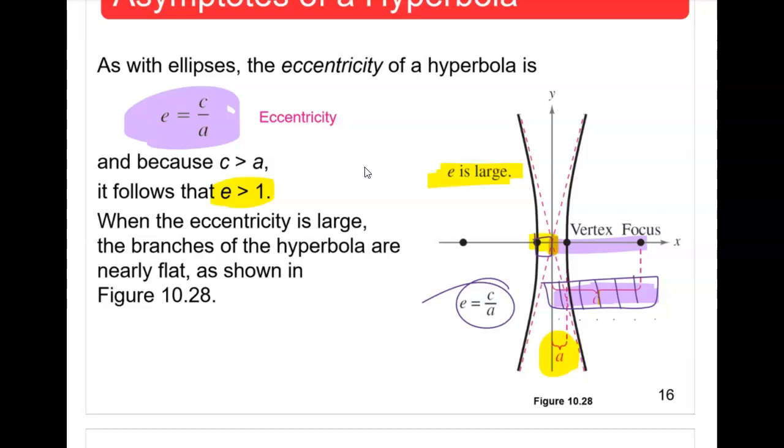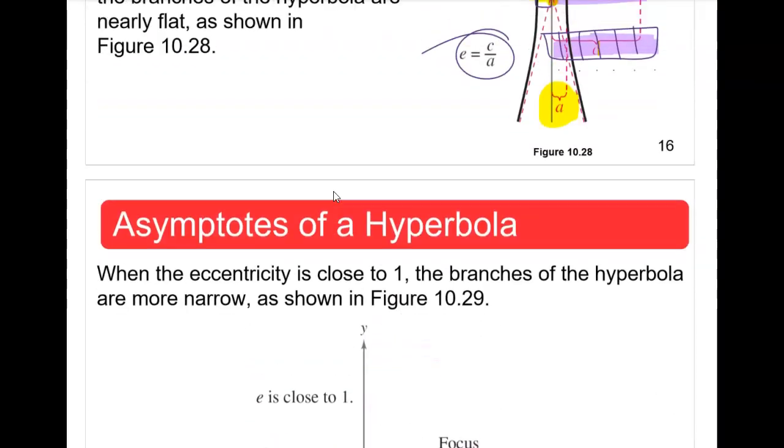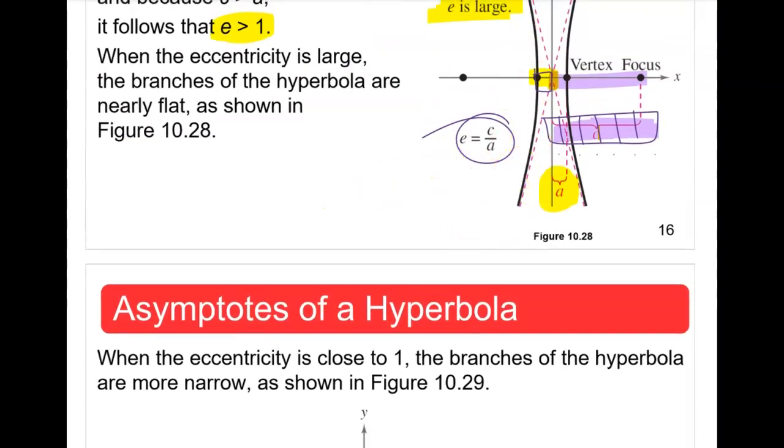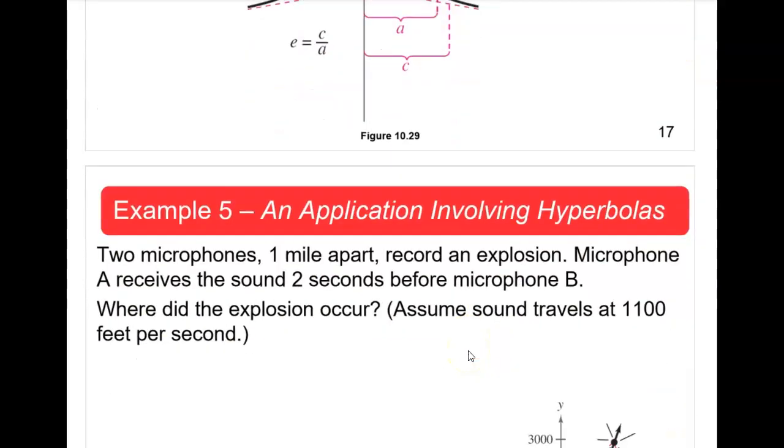Not really, but the larger it gets, if I imagine it had an eccentricity of 10, it will of course be even flatter. If the eccentricity is smaller and closer and closer to 1, then the branches of the hyperbola, instead of looking very open, like open arms or like lines, start looking more narrow. So that will be a difference. Might be a question on the homework.